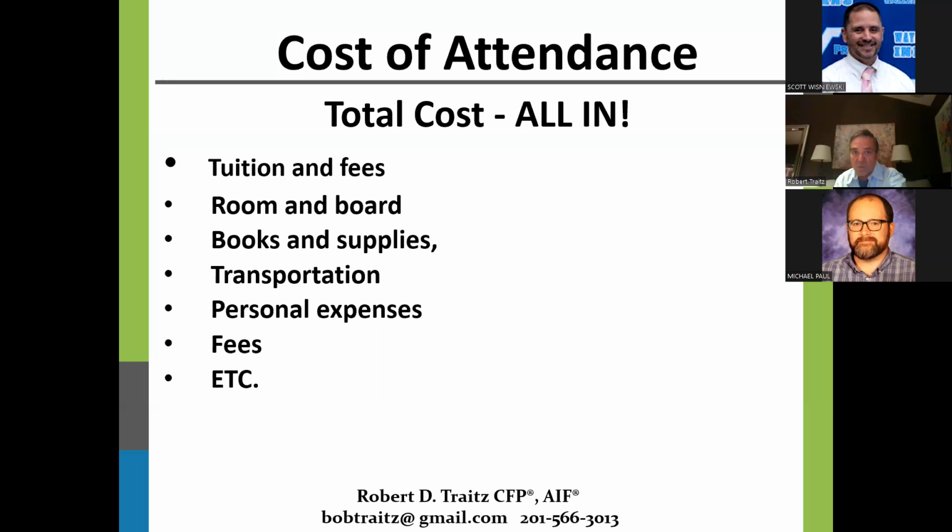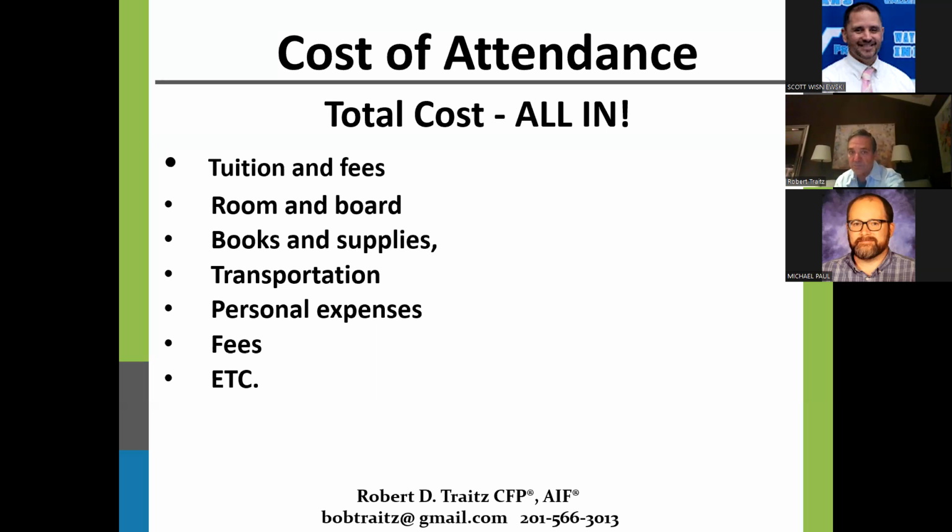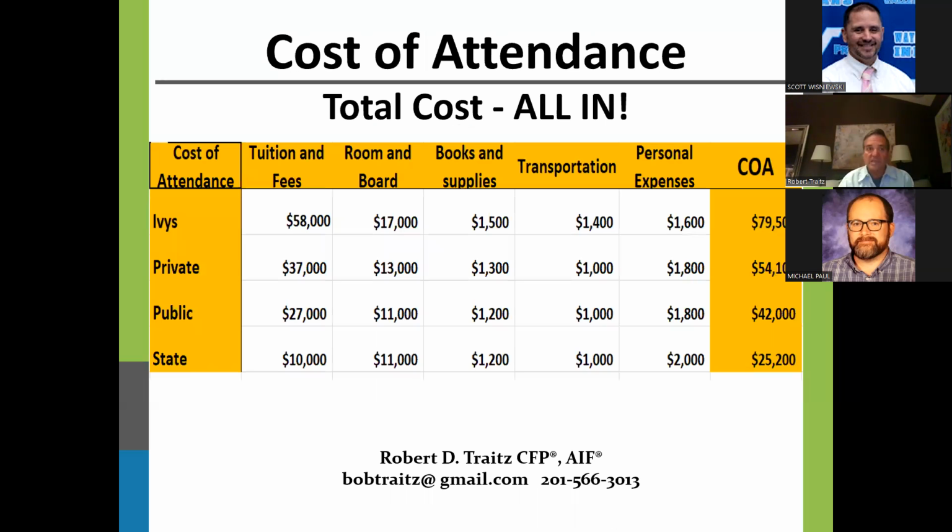And again, what are we looking to do with the cost of attendance? We're looking to see how to match it up with the expected family contribution. So let's look at an example. Far left, cost of attendance at an Ivy League school, $58,000. Work your way to the right, room and board, another $17,000. Books and supplies, $1,500. Transportation, $1,400. Personal expenses, $1,600. Working all the way to the right, cost of attendance, $78,000.